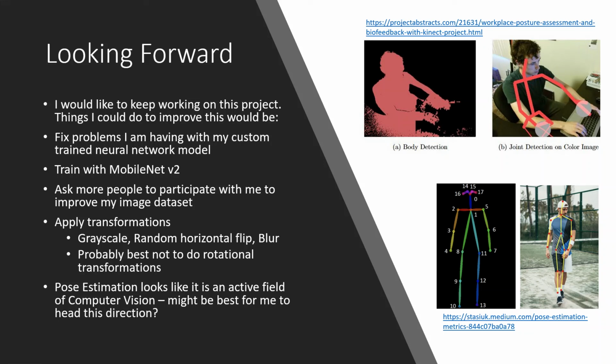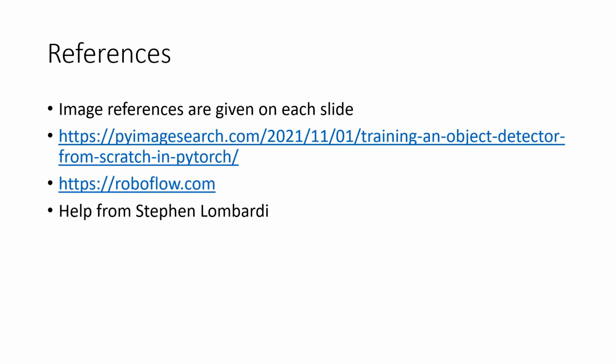Also, I'd like to improve problems I have in my neural network model, ask more people to participate in the dataset collection, and apply transformations to the dataset I have. Like, probably not rotational transformations, but stuff like grayscale, blur, horizontal flip.